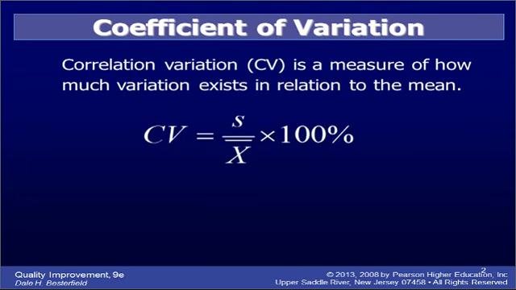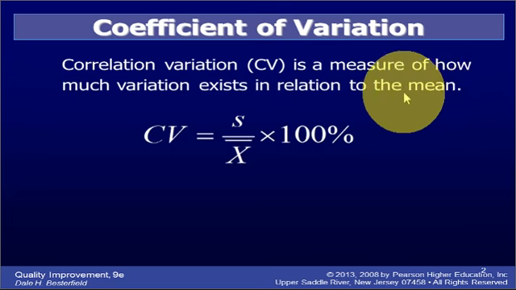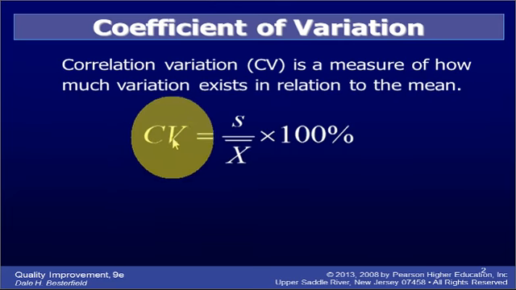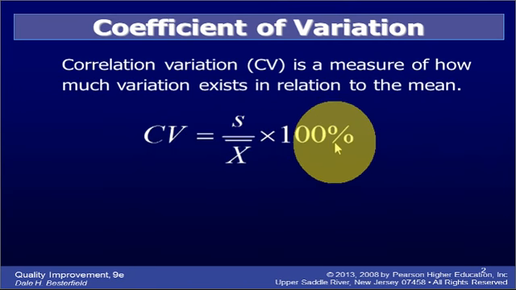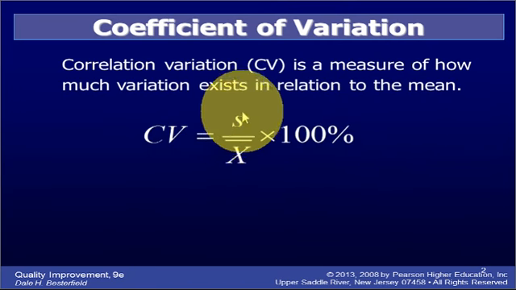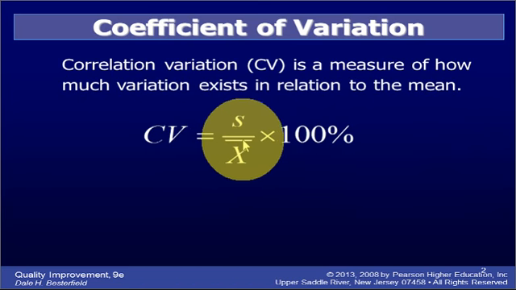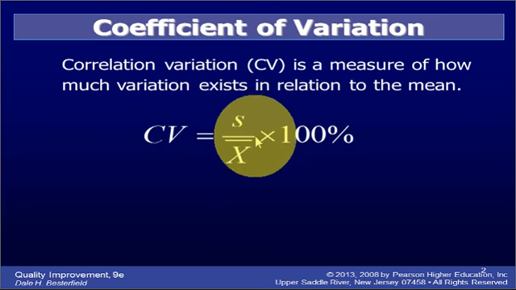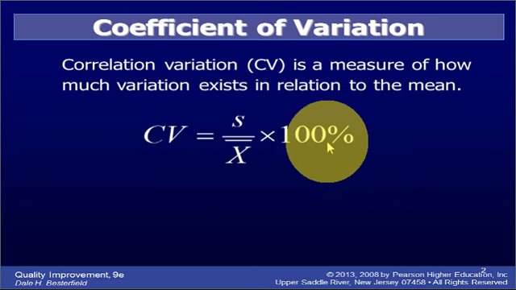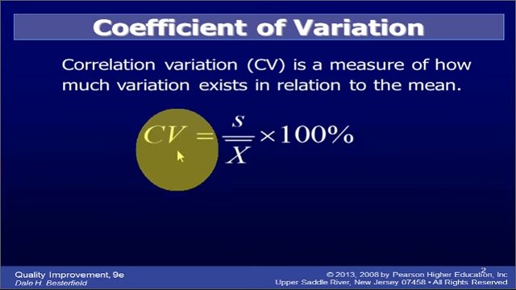The coefficient of variation, CV, is a measure of how much variation exists in relation to the mean. So this is also related to a population. And the CV equals S divided by X bar times 100%. Because the standard deviation and the average have the same unit as the data point, when we times 100%, this CV is represented as a percentage.